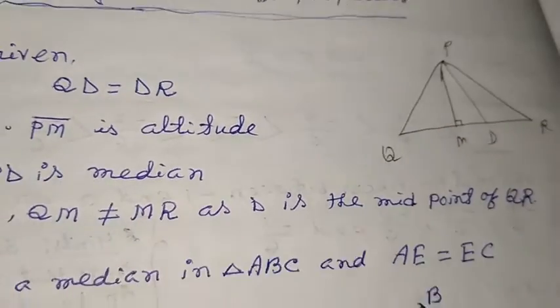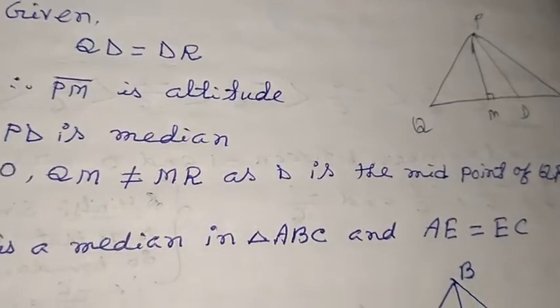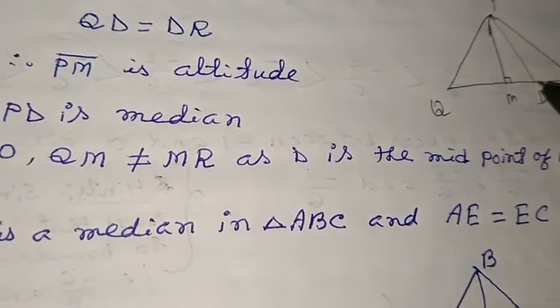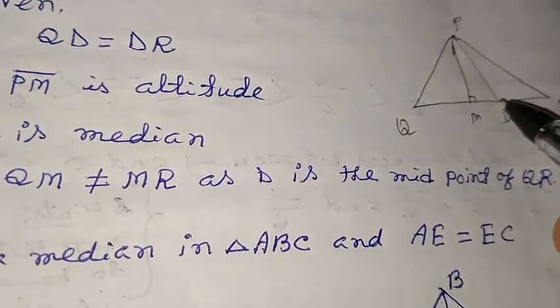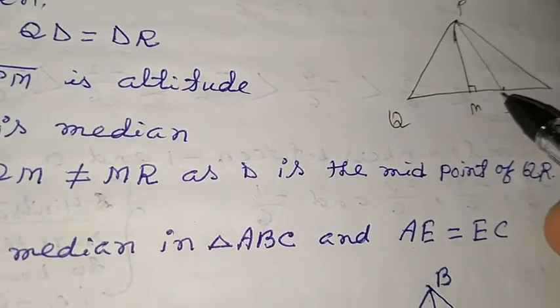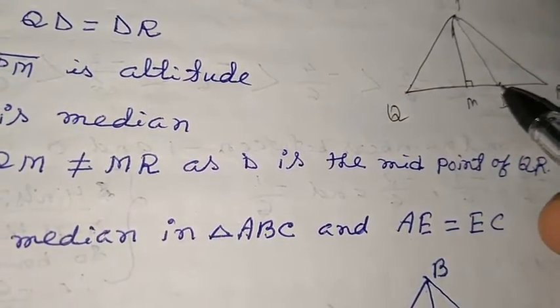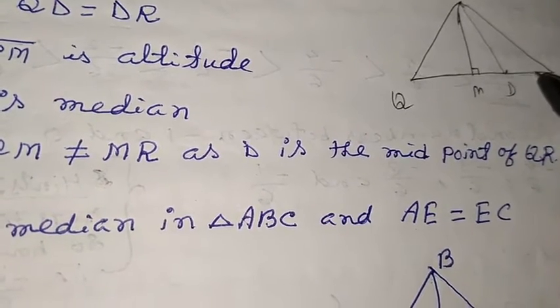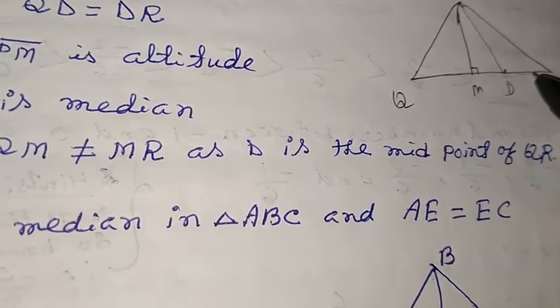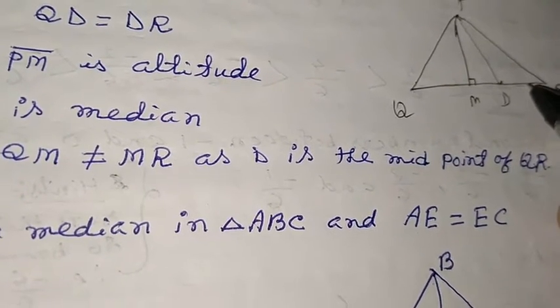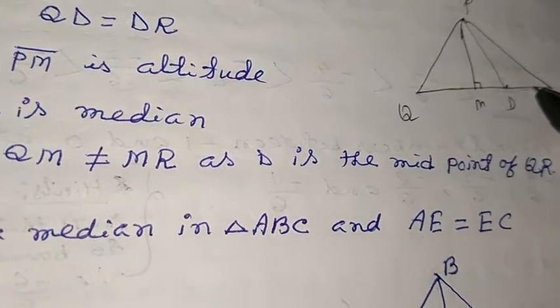Okay, from this figure, in triangle PQR, this triangle is named PQR, and D is the midpoint of QR. According to the question, D is the midpoint of QR. Midpoint means that this side length and this side length are always equal. Okay, now you have to find line segment PM. Question 1, PM is what?